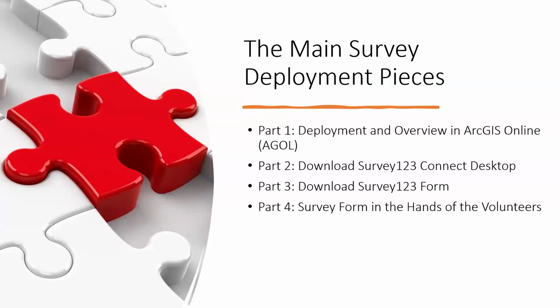Now, I want to go through the deployment pieces. I've broken it down into four parts. Even though this is centered around the survey, there are other components of the solution, and we're going to go over those later on. But I wanted to focus on the workflow of how to deploy the survey or the solution, and then how to get it through Survey 123 Connect Desktop, how to get that application. And then on part 3, how to download the survey that has been deployed. And then part 4, we're going to look at how it looks in the hands of the volunteer. And then later on in the presentation, I'm planning to go over the other main components of the solution itself, which would be the dashboard and the HUD report. We'll go into more details about that.